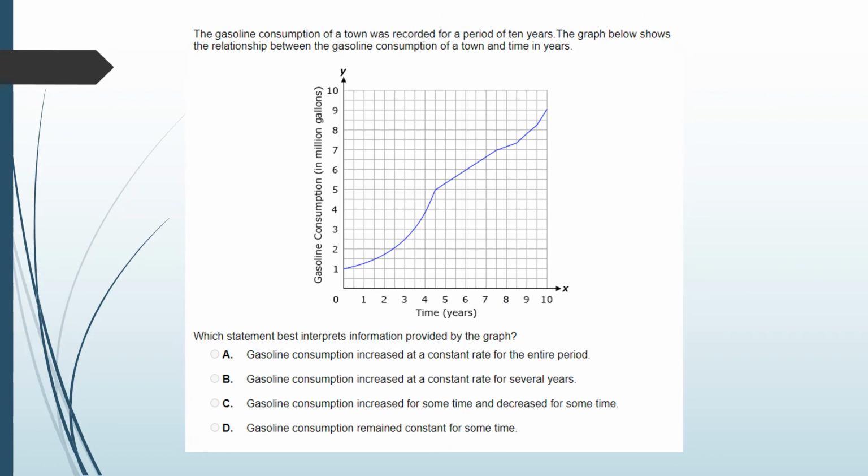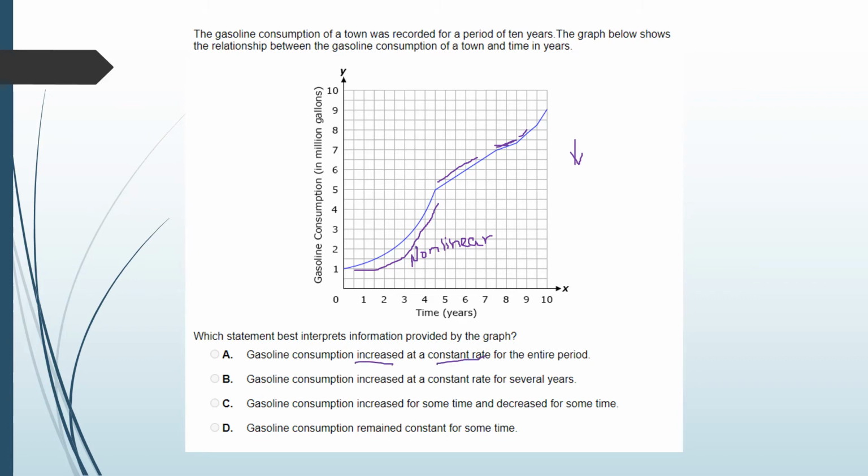The gasoline consumption of a town was recorded for a period of 10 years. The graph below shows the amount of gas consumption in time and years. If you look at this graph, you do see a curve here, and I would say that's a nonlinear portion. And then the rest does go up in straight lines. None of it is ever constant and it never declines. So I would say that it increased at a constant rate.